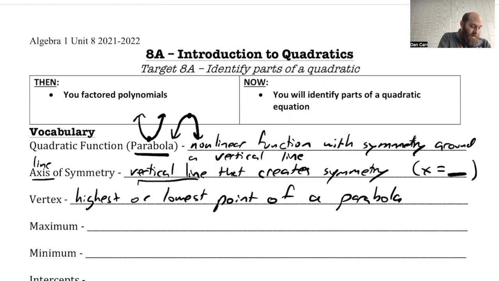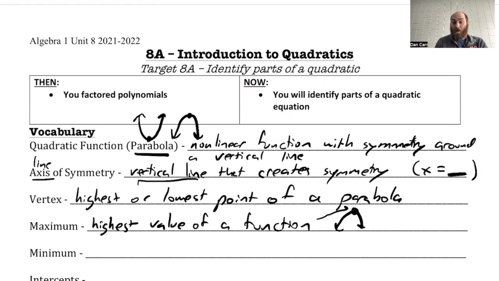Maximum is the highest value of a function. Okay, so in terms of our quadratics, this is when we get a maximum. So it's actually our vertex right here. The maximum is going to be the highest point of that. So when we talk about a maximum and then also minimum, which is going to be the lowest value of a function.